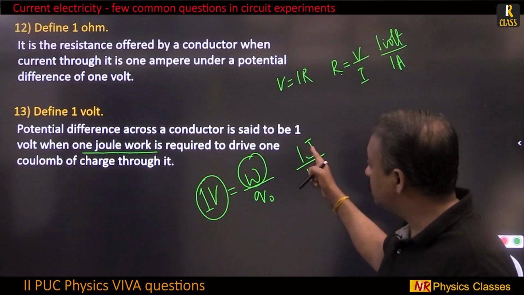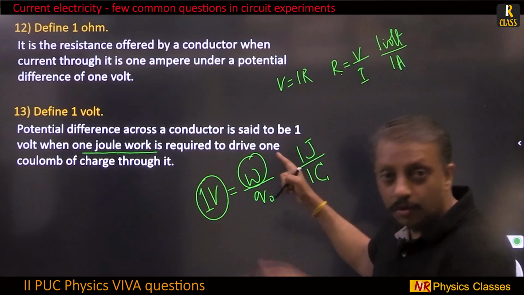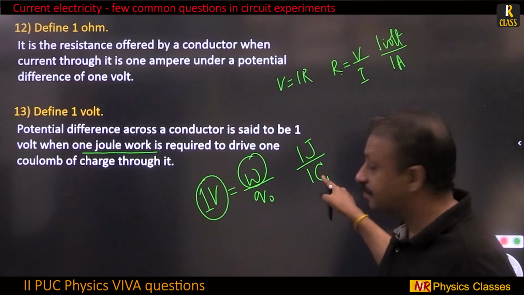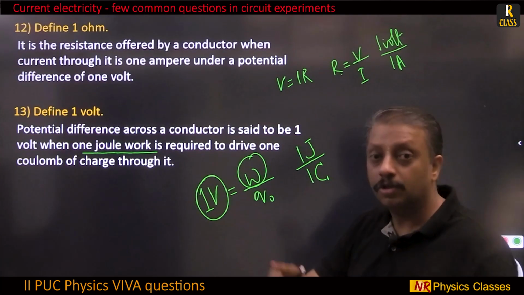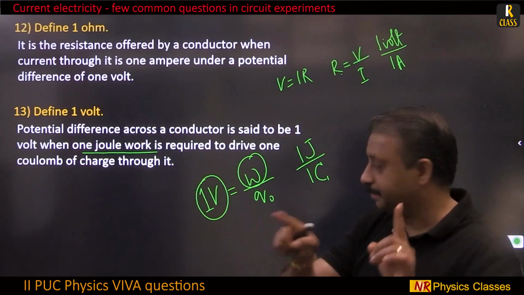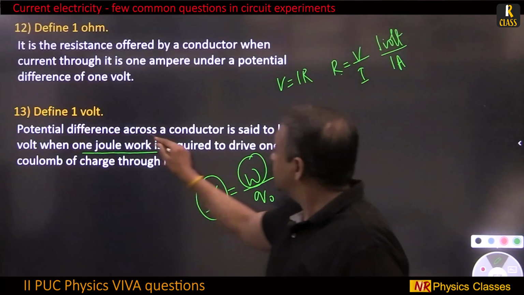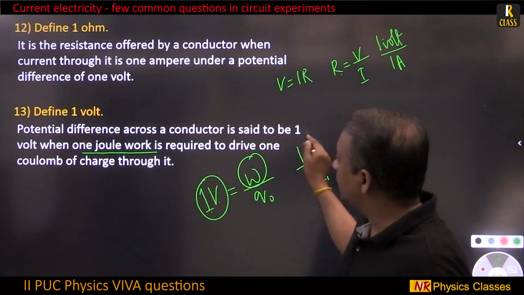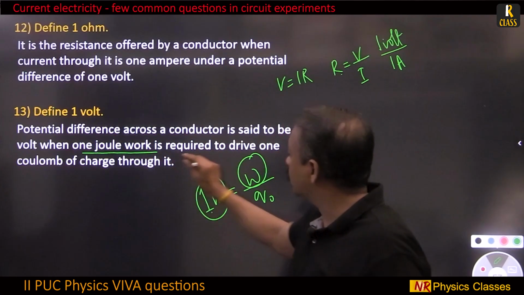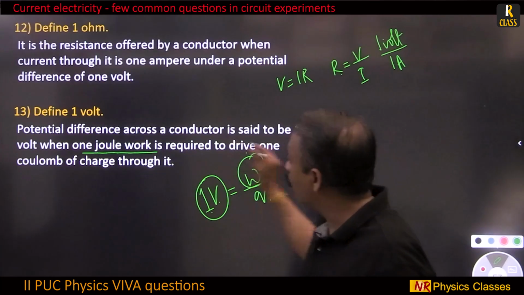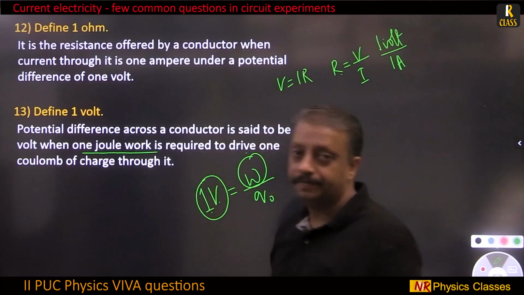Once again, 1 joule of work is done to transfer 1 coulomb of charge through the circuit once. Then potential is said to be 1 volt. Potential difference across a conductor is said to be 1 volt when 1 joule of work is required to drive 1 coulomb of charge through it.